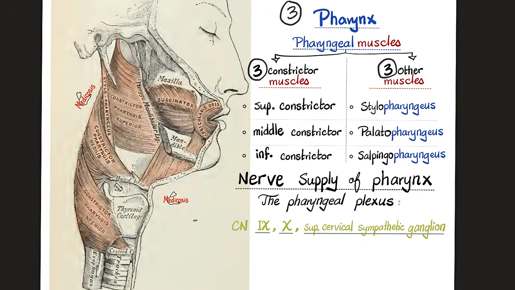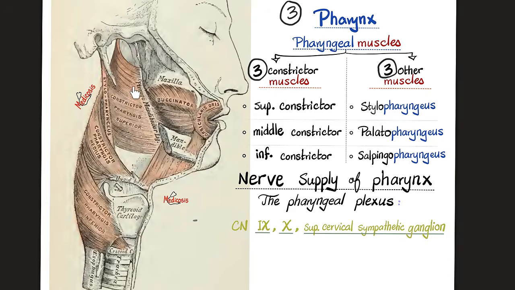Well, it's not one nerve, it's a plexus of nerves. We call this the pharyngeal plexus of nerves, which is formed by glossopharyngeal nerve, vagus nerve, and superior cervical sympathetic ganglion. The pharynx itself is a muscular tube. And of course, the tube is lined by mucous membrane and covered with deep fascia on the outer surface and on the inner surface. So we call it the investing deep fascia of the pharynx.